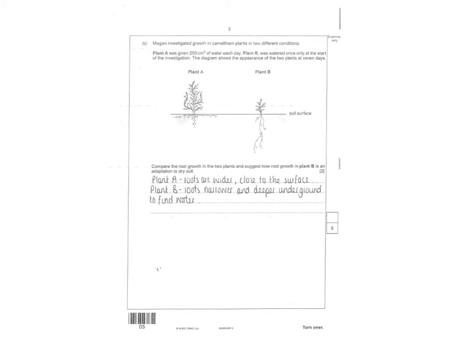So in plant A, the roots are wider, which you can see, they're spread out wider and they're close to the surface of the soil. In plant B, the roots are narrower and they go deeper underground, and the reason for that is to find water in the desert.